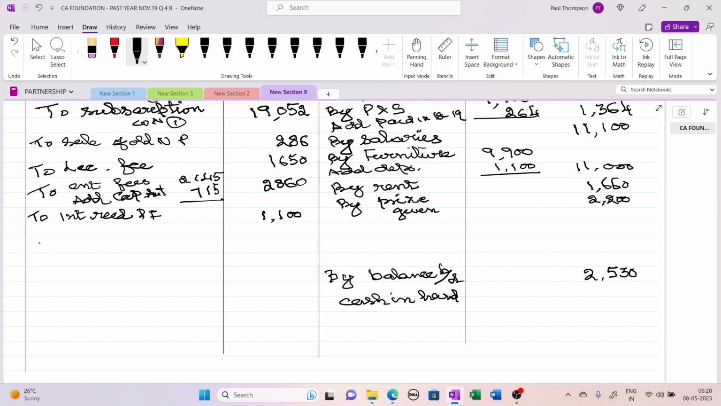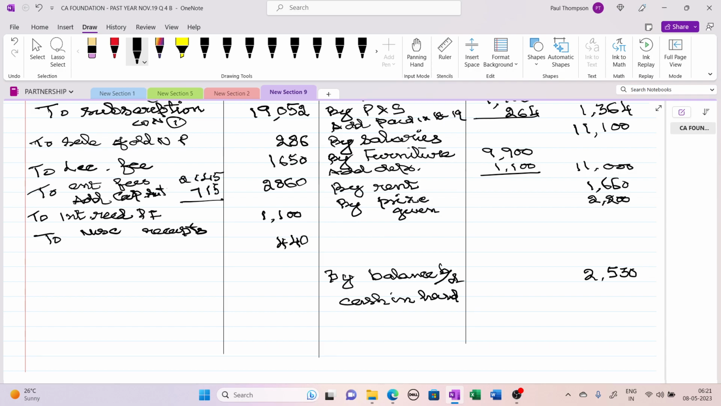Now miscellaneous receipts is also there. That is 440 rupees. Miscellaneous receipts 440. So now we have entered all those items.